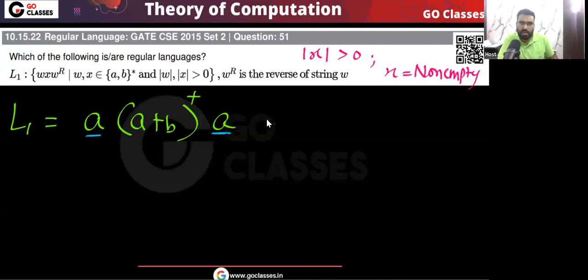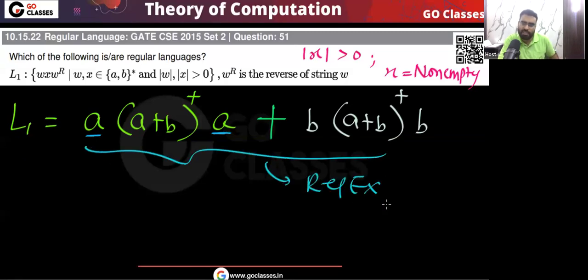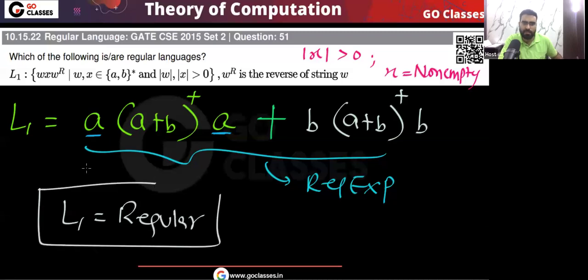Or what can happen? You can start with B, you can end with B, and in between you can put (A or B)+. So this is the regular expression. We found the regular expression. If you look at this whole expression, this is a regular expression. So that is the reason I can say the language is regular.